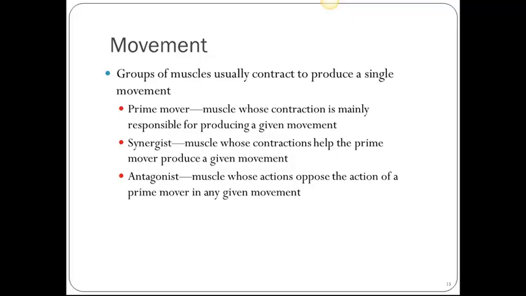We have prime movers, which are muscles whose contraction is mainly responsible for producing a given movement. Synergists are muscles whose contraction helps the prime mover produce a given movement. So this is sometimes when there is a group of muscles that work together. And then the antagonist, which is a muscle whose action opposes the action of the prime mover in any given movement.